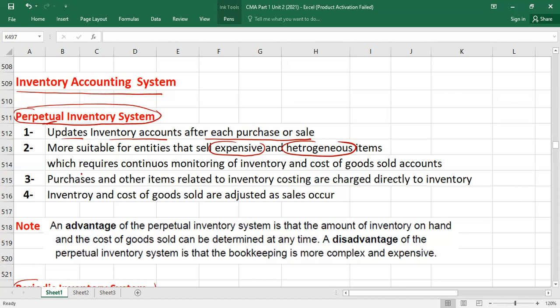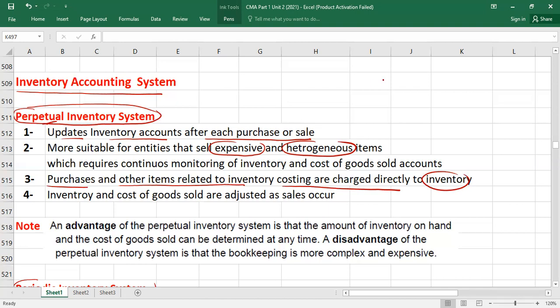Point number 3. Purchases and other items related to inventory costing are charged directly to the inventory. What does it mean? It means whenever you buy the product, we will not use the word purchases. We will use the word inventory, like debit inventory or credit inventory, right?